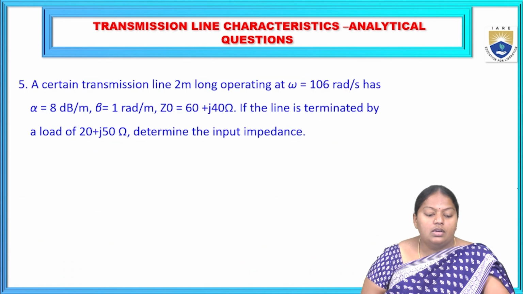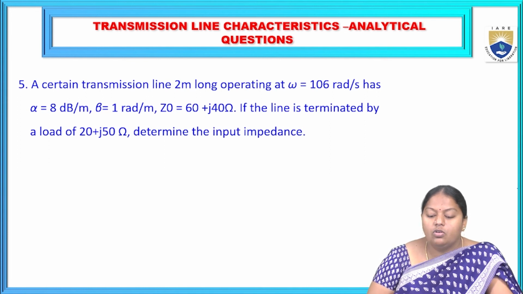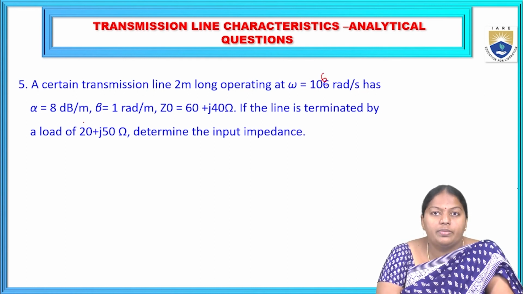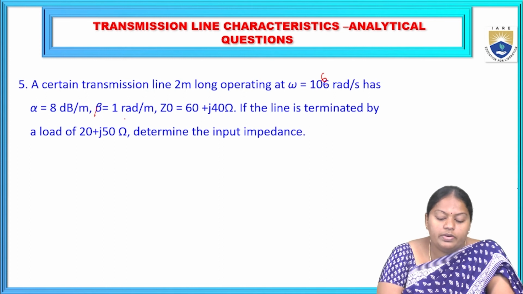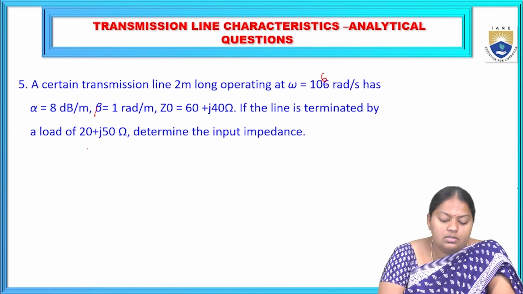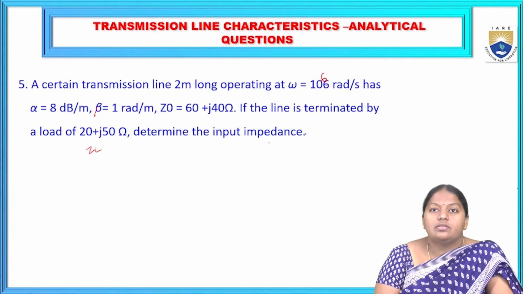Next, a certain transmission line 2 meter long operating at omega equal to 10 power 6 radian per second has alpha equal to 8 dB per meter and beta equal to 1 radian per meter, Z0 equal to 60 plus J40 ohms. And if the line is terminated by a load, ZL is given as 20 plus J50 ohms, then determine the input impedance.